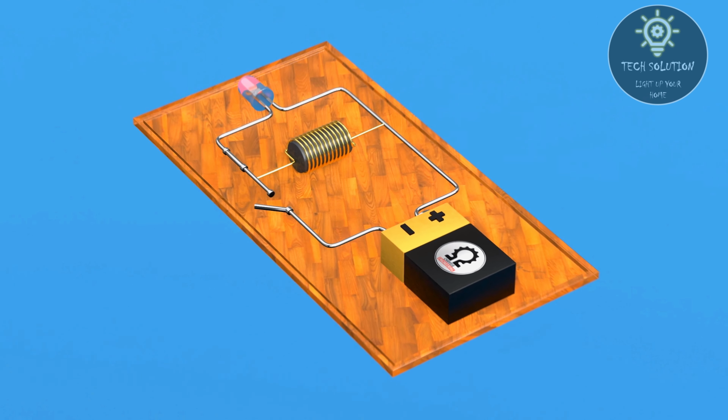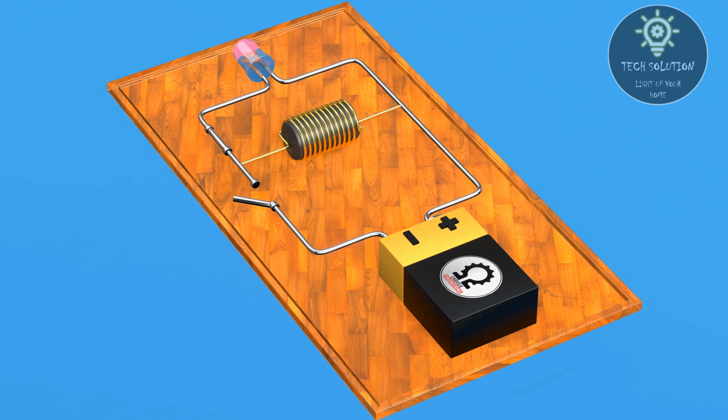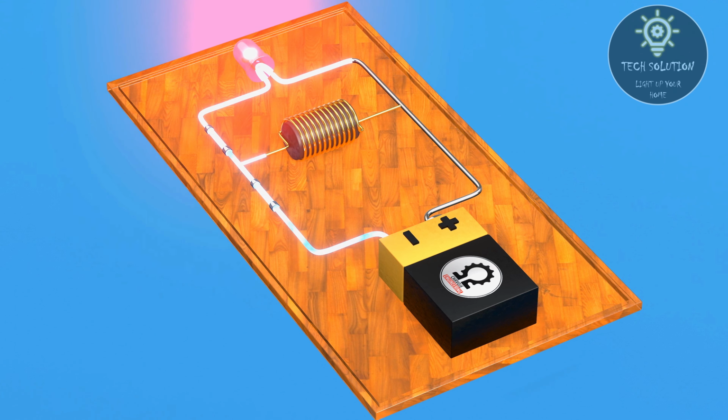Now, let's explore how the inductor works. In this setup, the inductor is connected in parallel to an LED and a battery. When the circuit is closed, the inductor initially resists the current flow. The resistance occurs because, according to the mentioned laws, the current through the inductor produces an opposing electromotive force, EMF.